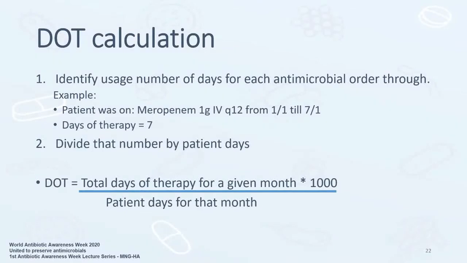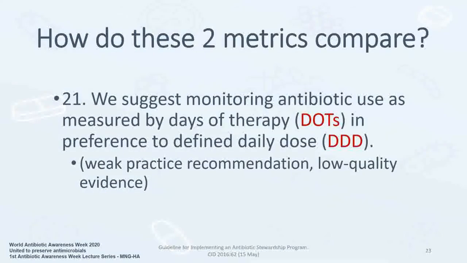So it would be the total days of therapy for a given month. Let's say you have patient A, B, C, D, and you calculate their days of therapy for all of them. You add them up regardless of patient identifiers, and you divide that number by patient days for that month, and you multiply by 1,000. This is what DOT is.